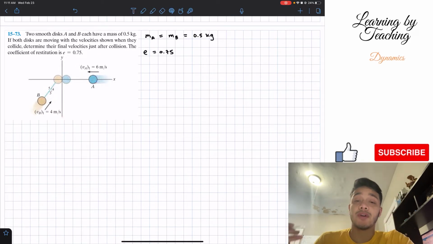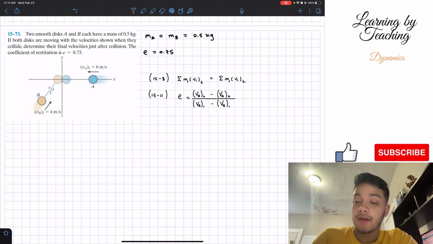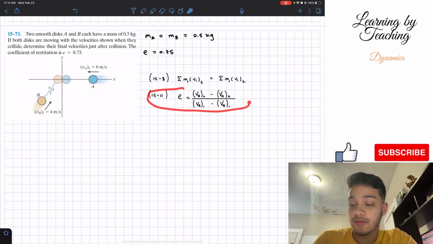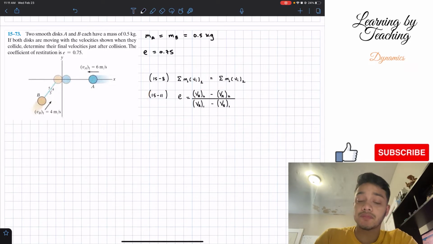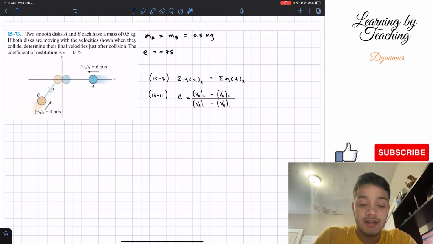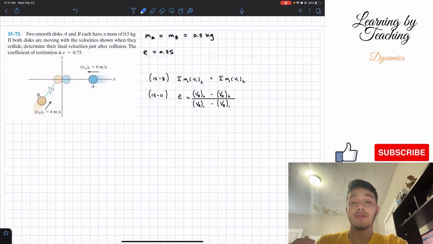Okay, so we're going to solve this utilizing our chapter 15 equations, mainly the conservation of momentum and the coefficient of restitution equation. For this problem, we have velocity in the x and also in the y direction for disk B. So let's separate this into two different directions.